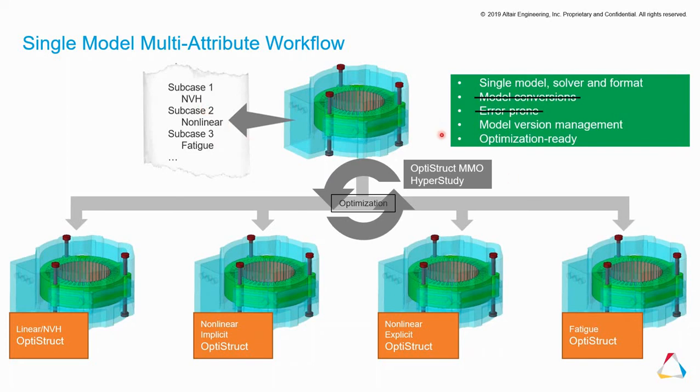And when you look at model version management, again, it's not a concern because any change to the design is made to that single model, and it's automatically updated in that model itself. And the best part is if you're looking at using these models for optimization, these models are optimization ready. And what I mean by that is if you're looking at running these models with HyperStudy, the models can be directly used with HyperStudy, or even if you're looking at using the multi-model optimization framework in OptiStruct, these models can be used directly in that environment.